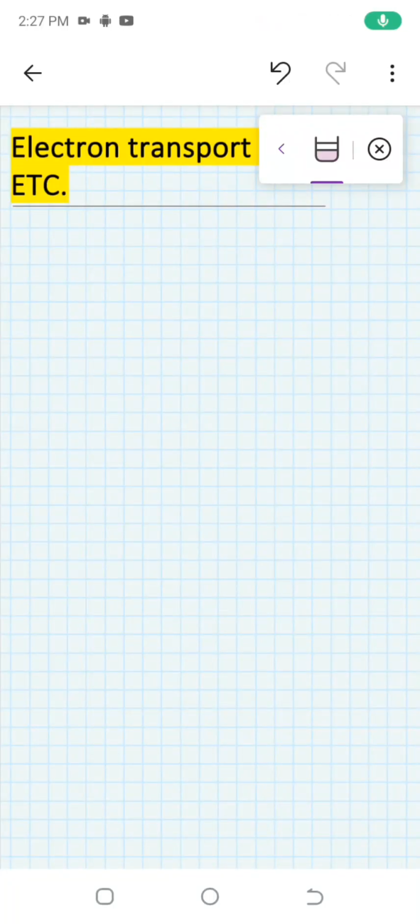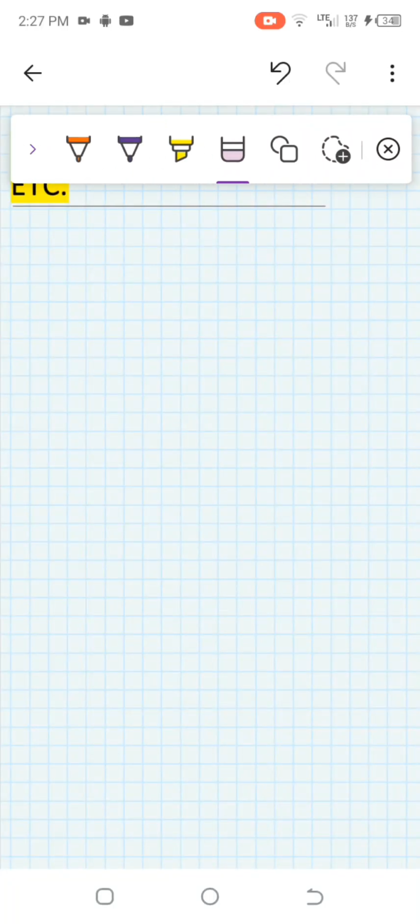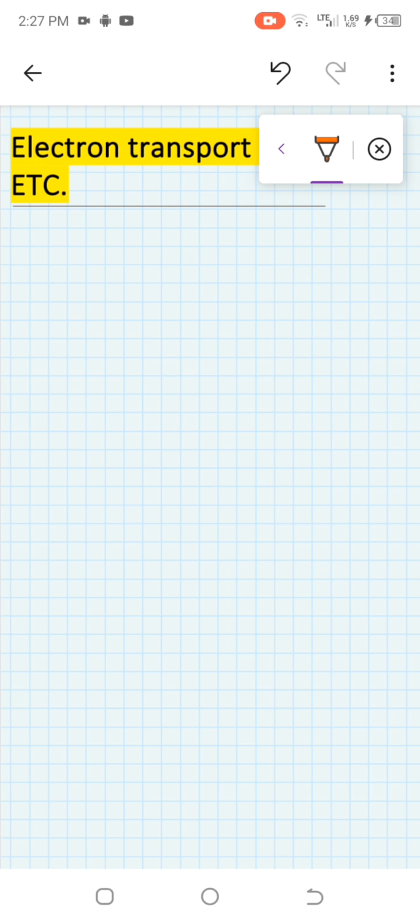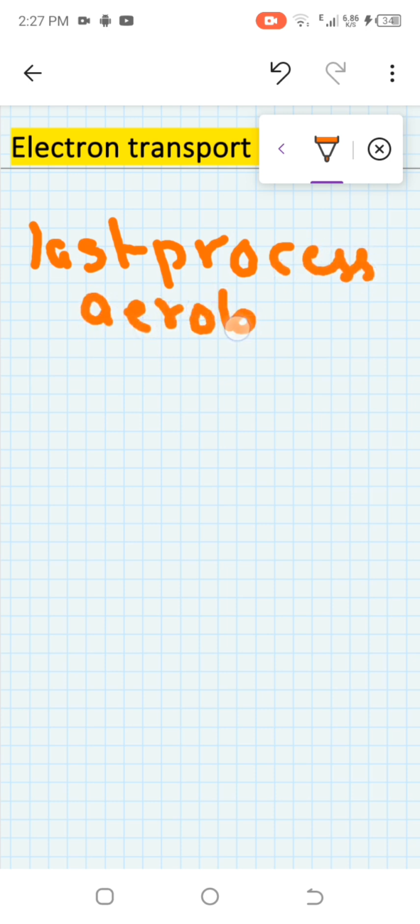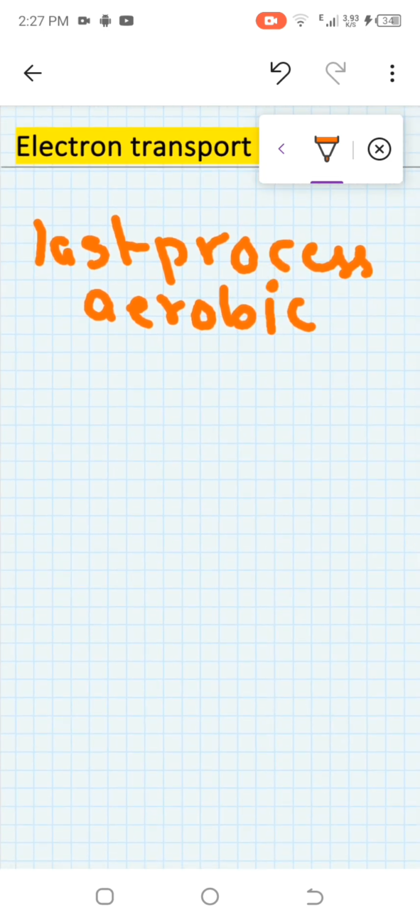Everyone, today in this video we are going to discuss the electron transport system, or we can say electron transport chain. This is basically the last process of aerobic respiration. After the Krebs cycle, most of the glucose energy is in the form of NADH and FADH.